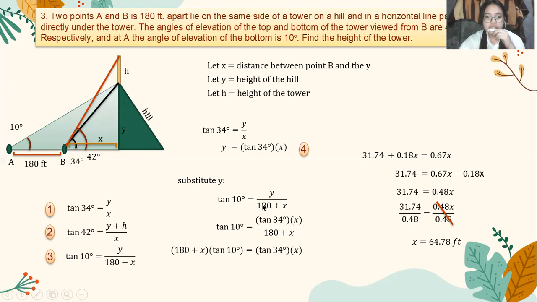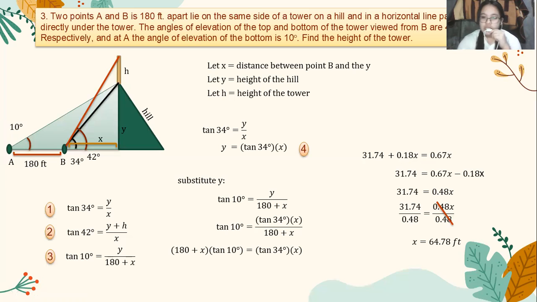So we have tangent 10 degrees equals y over 180 plus x. Then let's substitute: tan 10 degrees equals tan 34 degrees times x over 180 plus x. All we need to do is cross multiply. So we have 180 plus x times tangent 10 degrees equals tangent 34 degrees times x. Let's multiply 180 times tangent 10 degrees, which equals 31.74. Then x times tangent 10 degrees is 0.18x. Since both are positive, the product is also positive, and tangent 34 degrees times x is 0.67x.